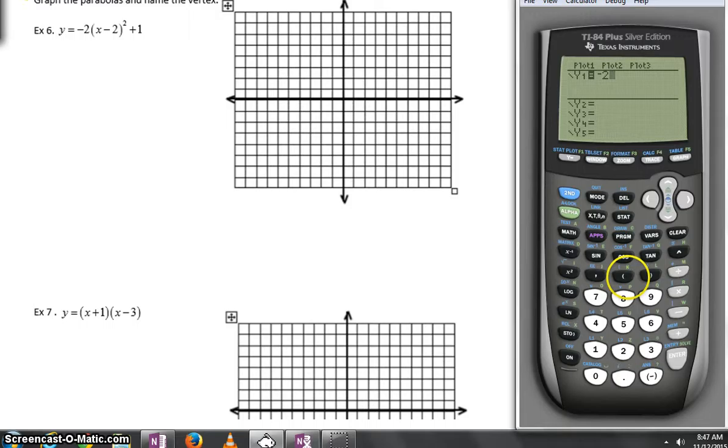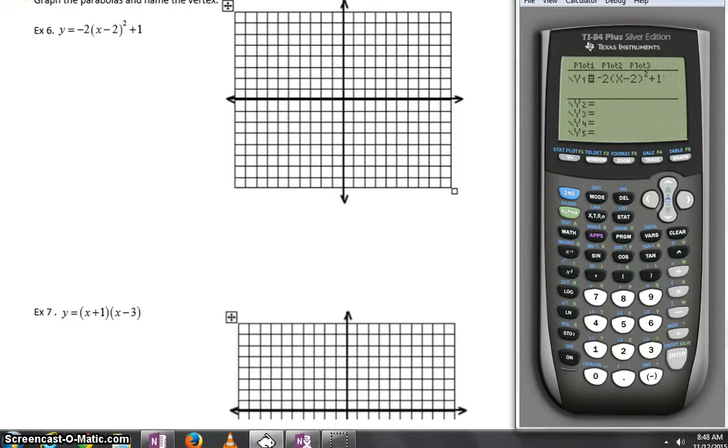So type -2, parentheses. By the way, look at the calculator here. Right above the 8 is the left parenthesis. We'll type x minus 2. Right above the 9 is the right parenthesis. Then we'll press the x squared button, which is diagonally across from the 7. Type in +1. Right now, we pretty much have exactly what we were doing yesterday.